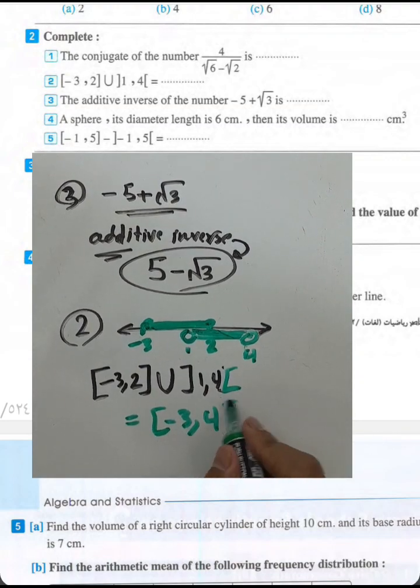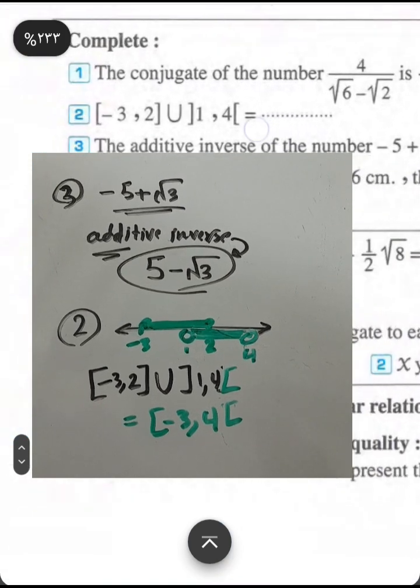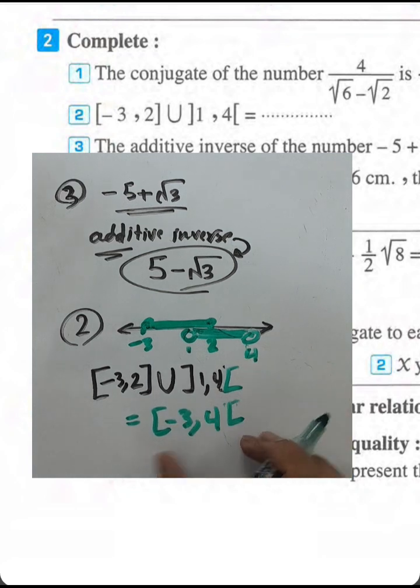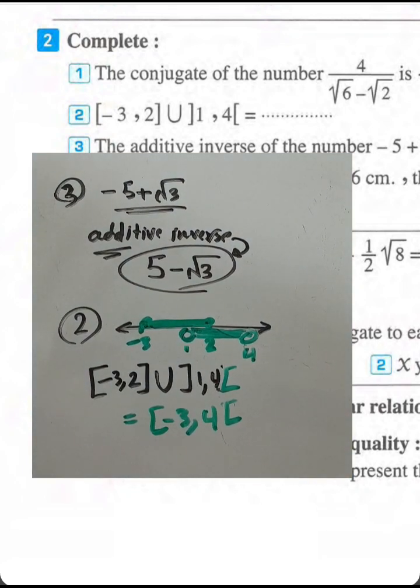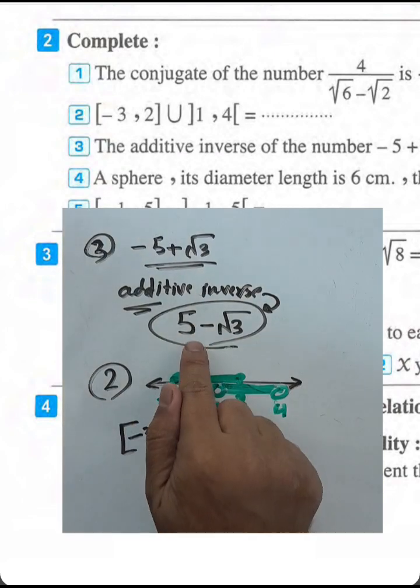So the result will be opened. I will clear it. Okay, it was opened. Okay, my students, it is opened from -3 closed to 4 opened here. Solution about this example number 2, but number 3 I solved it here. The additive inverse will be 5 subtract root 3.